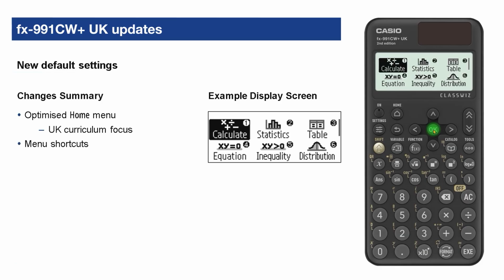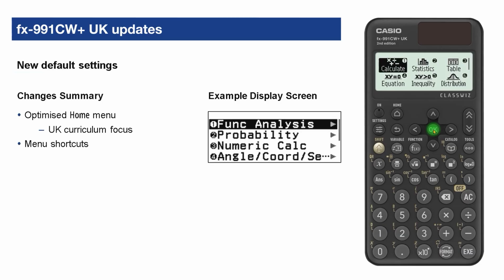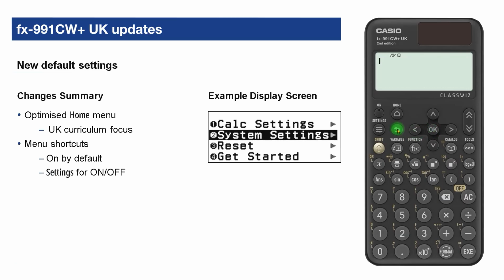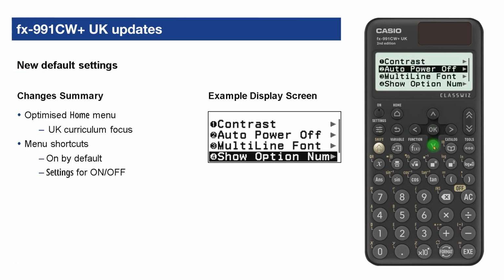The home menu also now has app shortcuts. These have been reinstated to make navigation quicker and easier. To facilitate more efficient use of the calculator, all other menus such as Catalogue also have shortcuts. These shortcuts are on by default, but can be turned off in Settings if scrolling is preferred, by selecting Show Option Numbers.